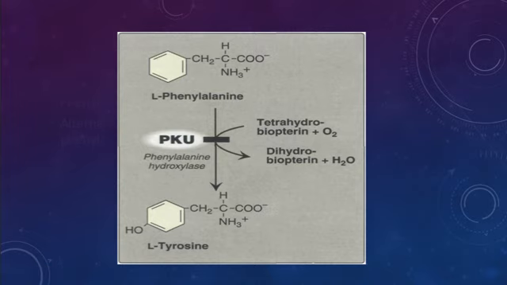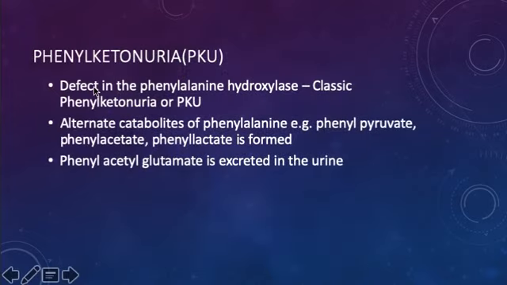So what is this? We'll see. There is defect in the phenylalanine hydroxylase enzyme. We call it classical phenylketonuria or PKU. In the alternate pathway, catabolites of phenylalanine, phenyl pyruvate, phenyl lactate and phenyl acetate are formed. So phenyl acetyl glutamine is excreted in the urine.